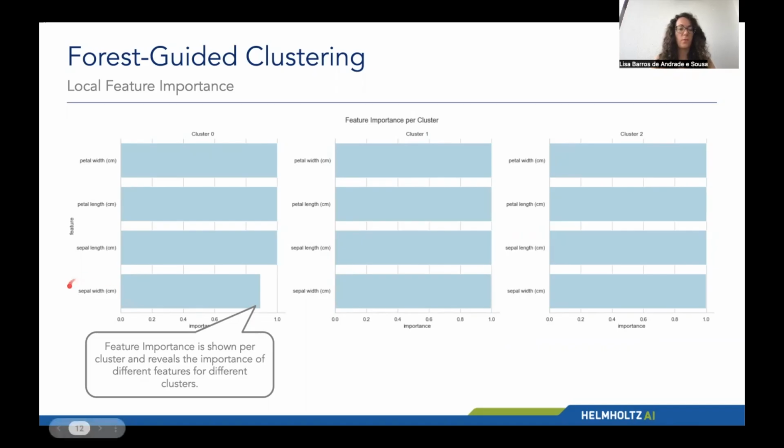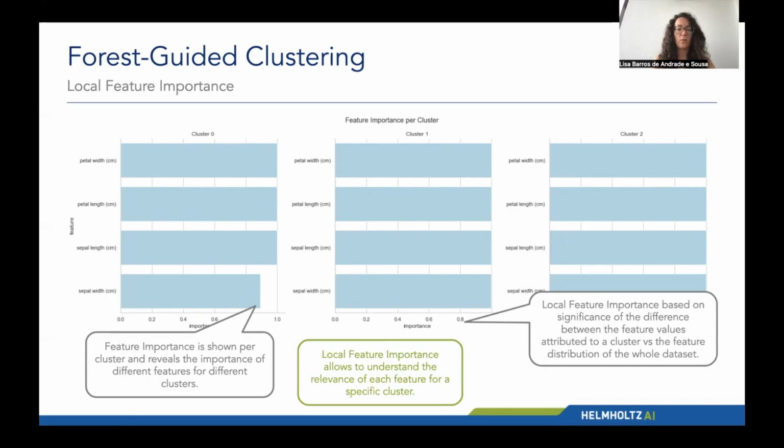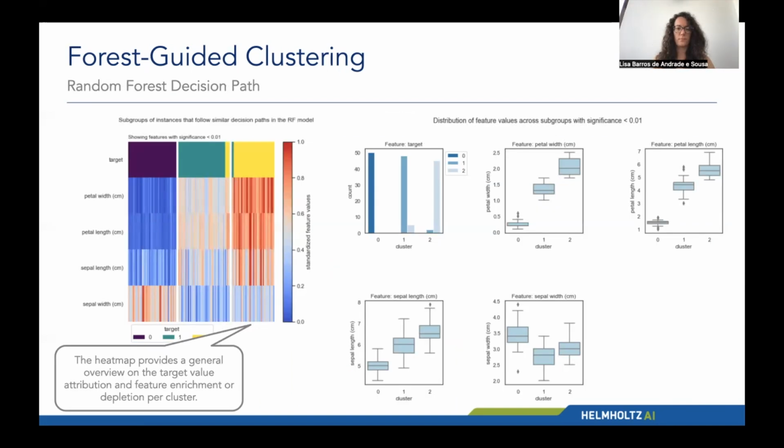So for instance, the sepal width seems to have a lower importance for cluster 0 than for cluster 1 and for cluster 2. The local feature importance is based on the significance of differences between the feature values attributed to a cluster versus the feature distributions of the whole dataset. So do I see a significant change in feature distribution when I consider a certain cluster compared to the whole background distribution of the feature? This is also a major advantage of forest-guided clustering, because the local feature importance allows us to understand the relevance of each feature for a specific cluster.